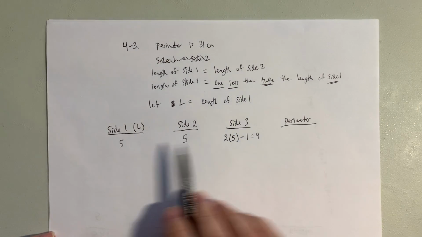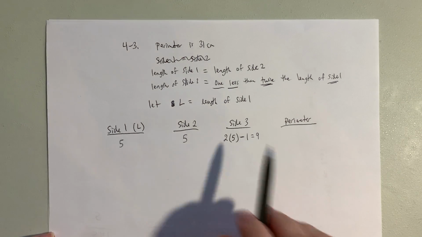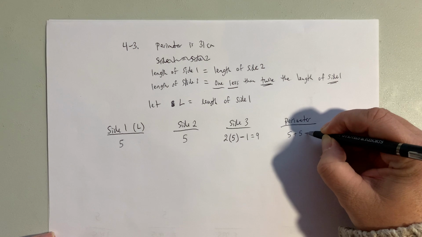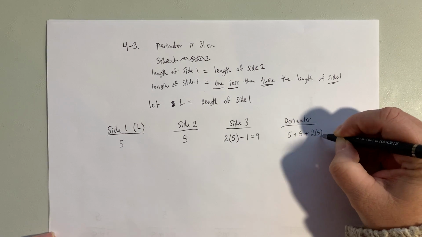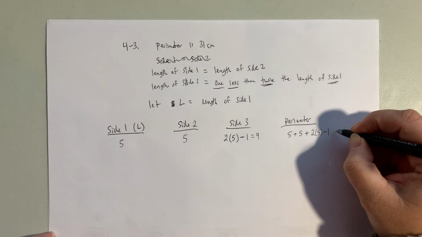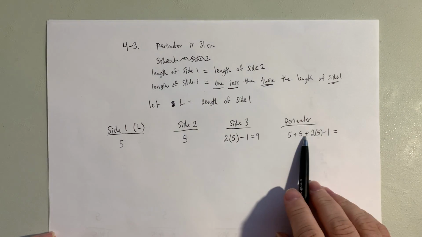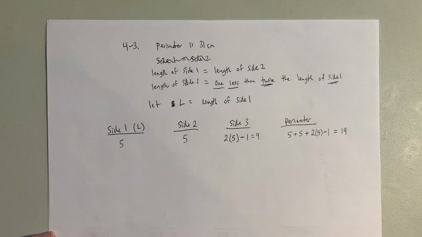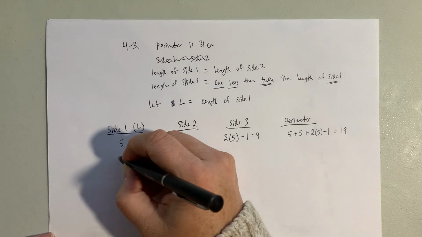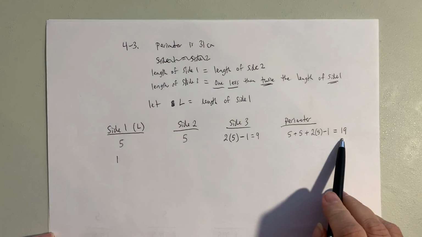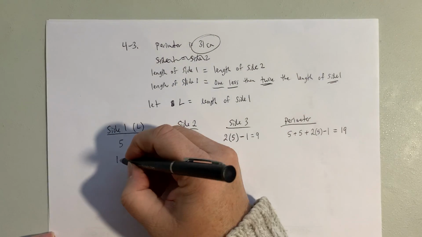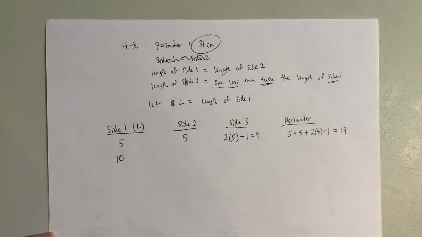And now we can do our perimeter, which is 5 plus 5 plus 9, or 5 plus 5 plus 2 times 5 minus 1, which ends up being 19, right? And then we can say, okay, so now 5 was too small because we know that our total perimeter is 31. That's what it says up here. And so let's try and use 10. Let's see if 10 works.